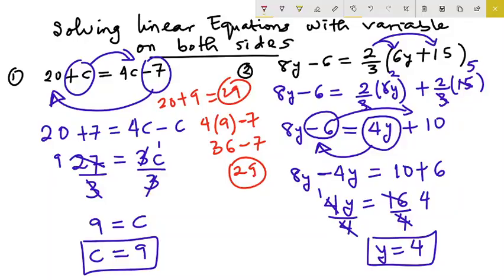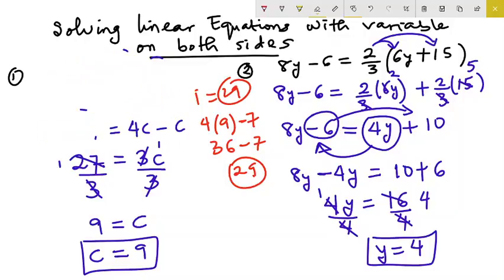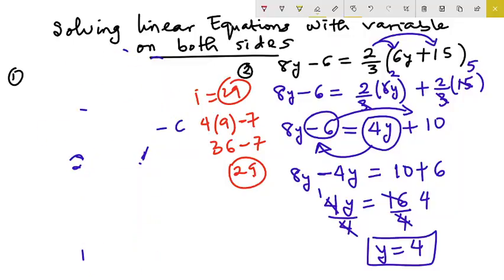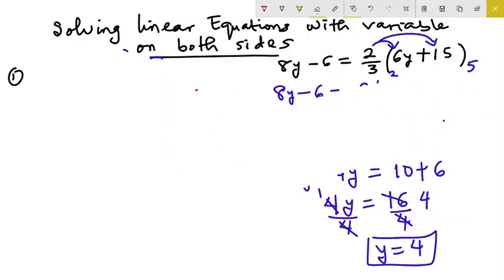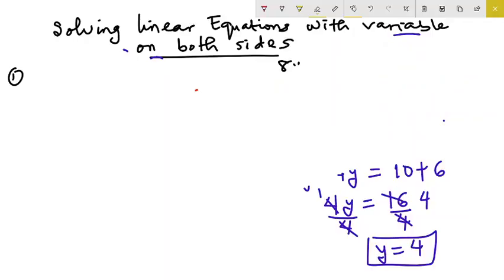You can do the same thing for example 2. I will show you two more examples for special cases of this type of linear equation. So let's quickly rub this off.